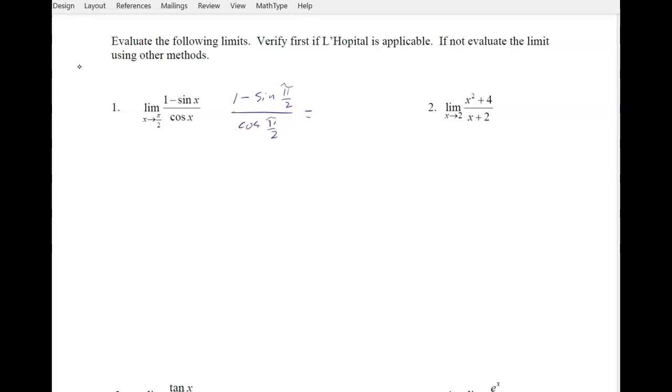Well, the sine of pi over 2, it's on the y-axis. Pi over 2 is the y-axis, so the sine of it is a 1. I get a 1 minus 1. Cosine of pi over 2 is 0. I get 0 over 0. So L'Hopital's rule does indeed apply.